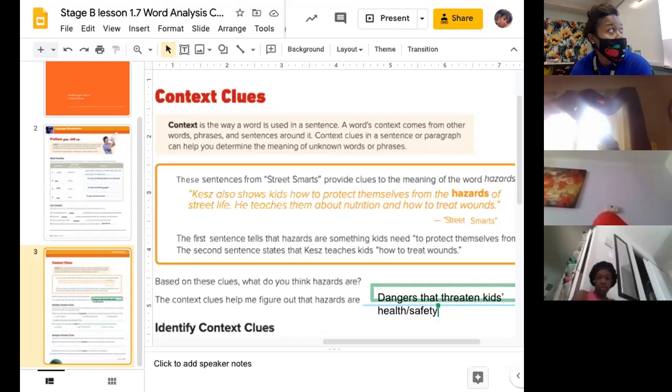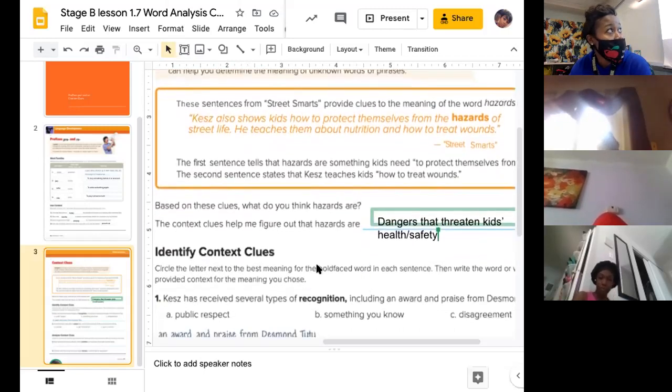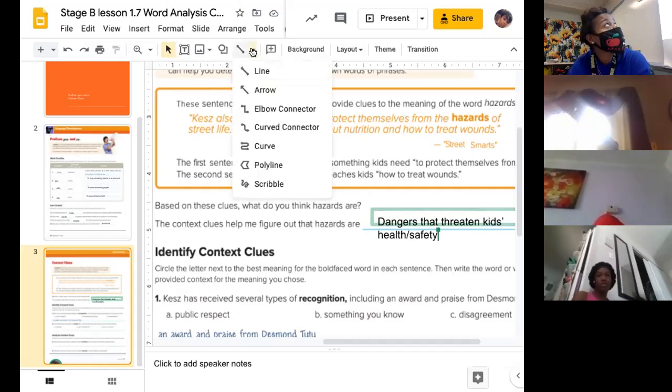Now we're gonna move on to identify context clues. We're gonna move on to this activity. It says circle the letter next to the best meaning for the bold-faced word in each sentence. Then write the word or words that provide the context for the meaning you choose. Now, those of you who are using the Google document, when you have to circle the multiple choice answer that best fits, you're going to use this scribble here. So if you go to the line and scroll down the scribble, you're able to make a circle.